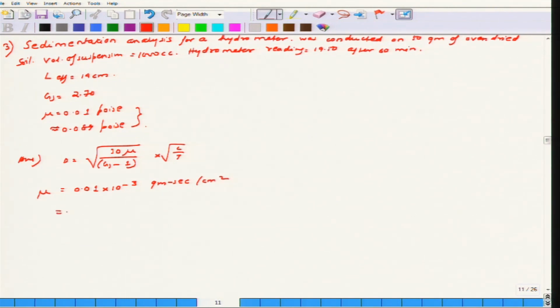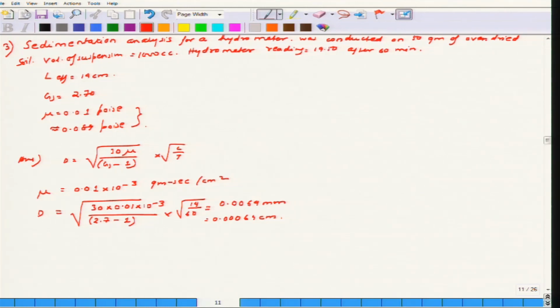Now, if you do that, then D comes out to be 30 into 0.01 into 10 to the power minus 3 divided by 2.7 minus 1 into root over of 14 by 60. If you solve this, it will give D in terms of millimeter, which basically is 0.0064 millimeter or 0.00064 centimeter.